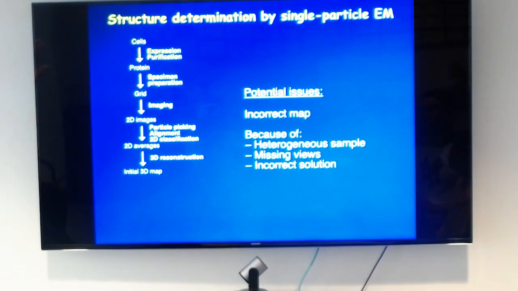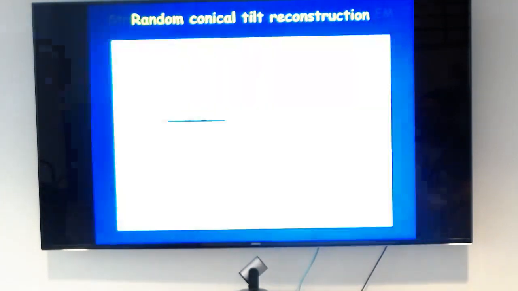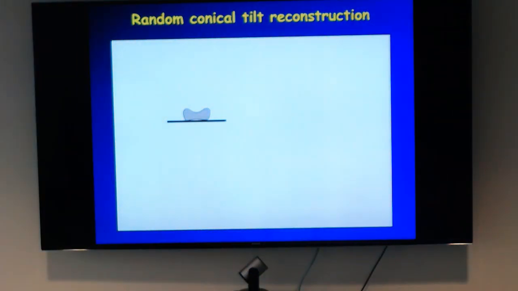But again, all this has gone away. It's become much easier. But just to say how we used to do it when it was still a problem, we used to do random conical tilt, which has now come back to some degree. The idea is that when you do random conical tilt, you usually use a carbon support, and so you have a preferred orientation.